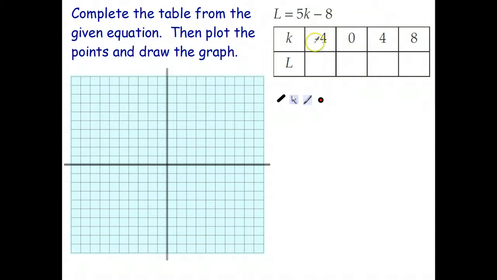So if k is equal to negative 4, I'll probably be doing these in my head. 5 times negative 4 is negative 20. Negative 20 subtract 8 is negative 28.